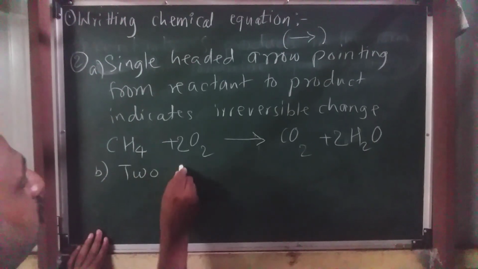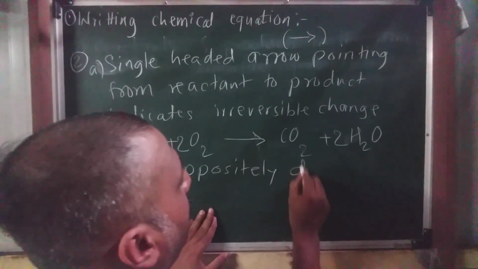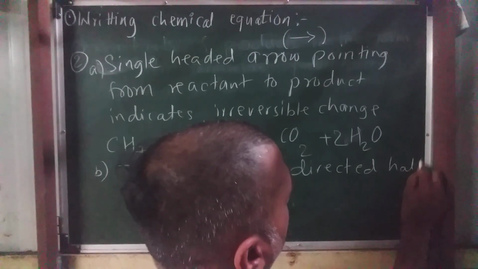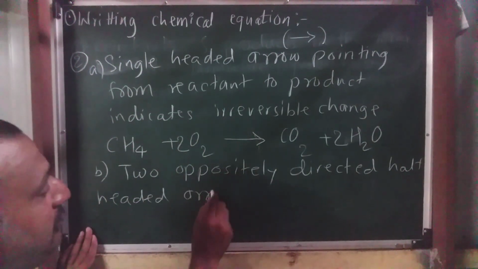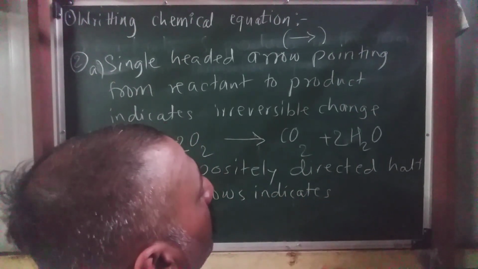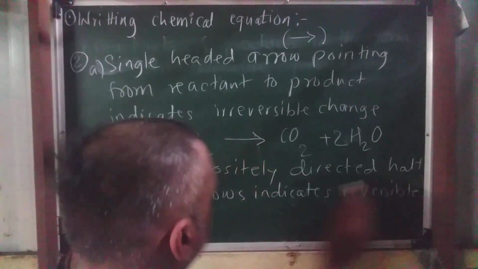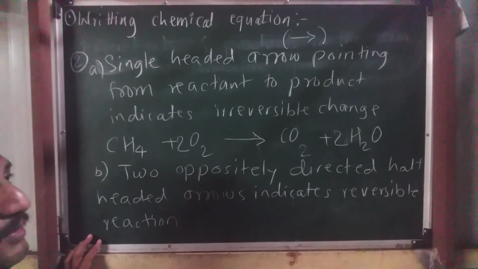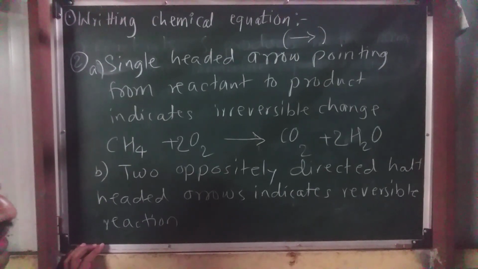And here, 2 oppositely directed half headed arrows indicate a reversible change or reversible reaction. Okay, easy one. Reactants are converting into the product and products are again converting back into the reactant.